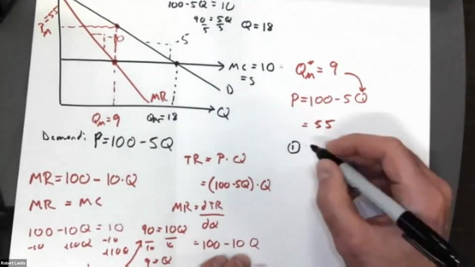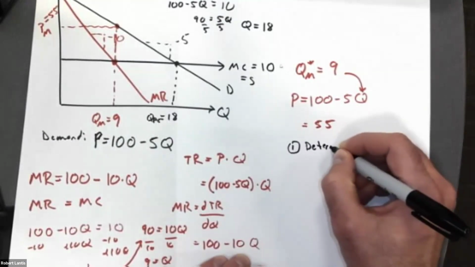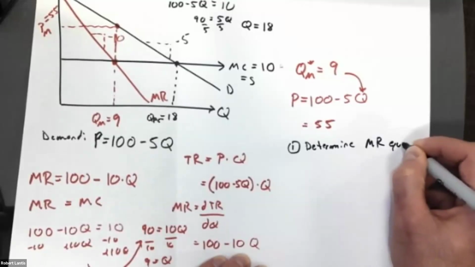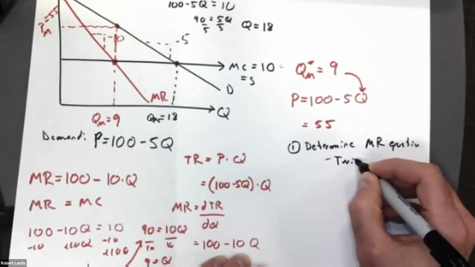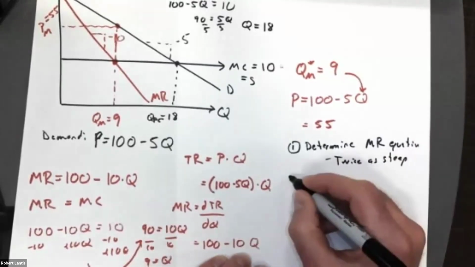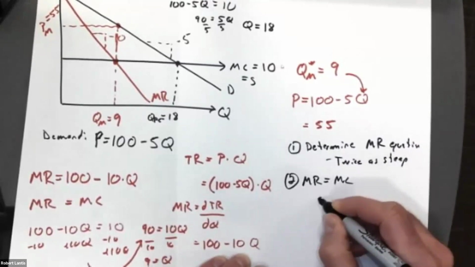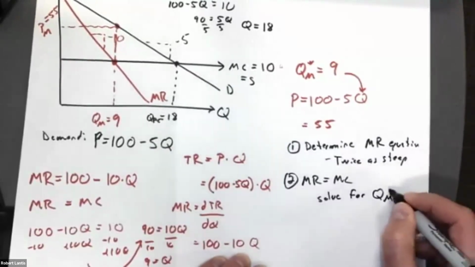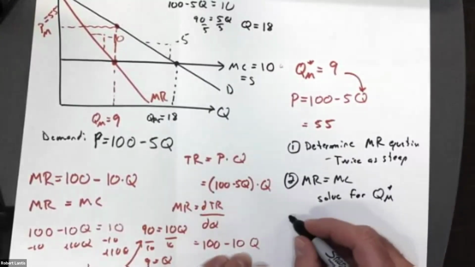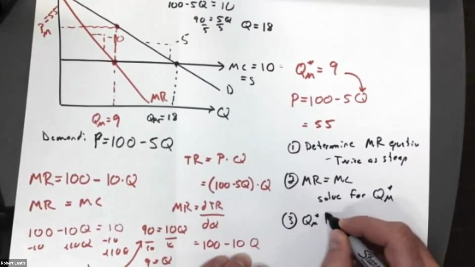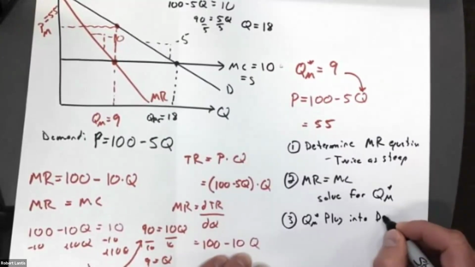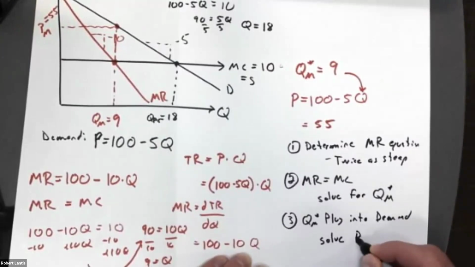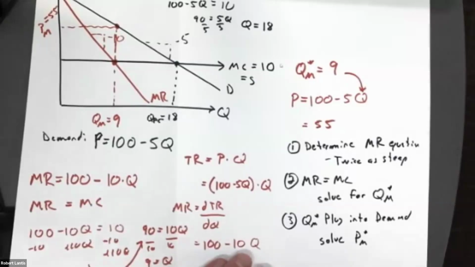But the steps would be that you first determine what your marginal revenue equation for the monopolist is. That was just twice as steep as your demand curve, same intercept. You then set marginal revenue equal to marginal cost, do a little bit of algebra to solve for that profit maximizing quantity. You then take that profit maximizing quantity, plug it into your demand equation, and then compute what that corresponding price is. Okay. So those are the steps when you're dealing with equations, how you would do this. Okay.